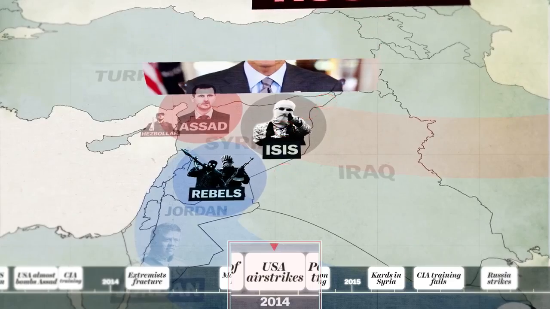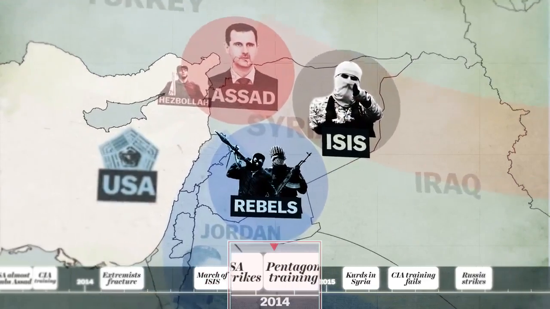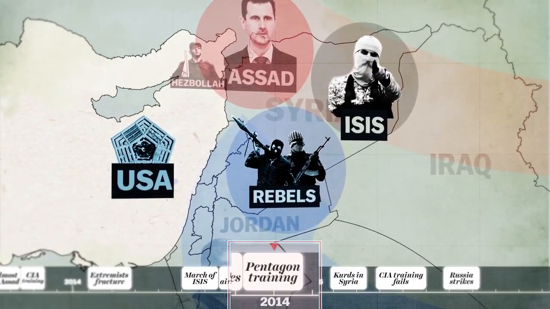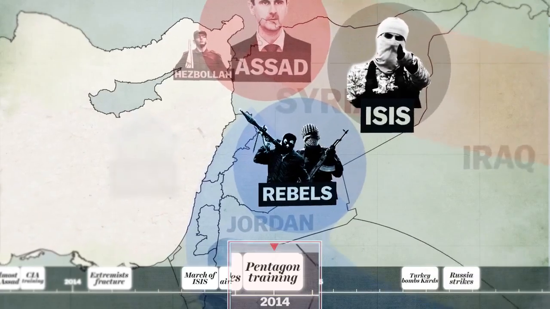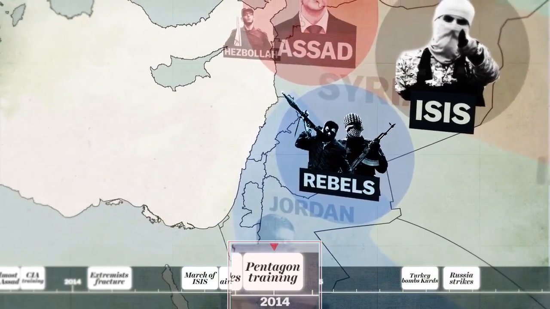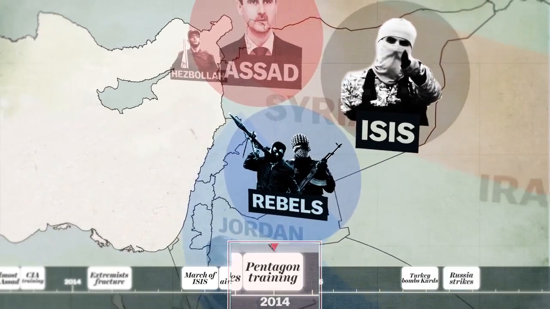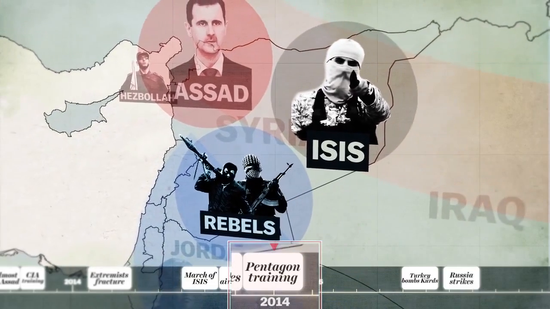That summer, the Pentagon launches its own program to train Syrian rebels. But unlike the CIA program, this one will only train rebels who fight just ISIS, not Assad. And the program fizzles out, showing that America now opposes ISIS more than Assad, but also that there's really no like-minded force on the ground in Syria.